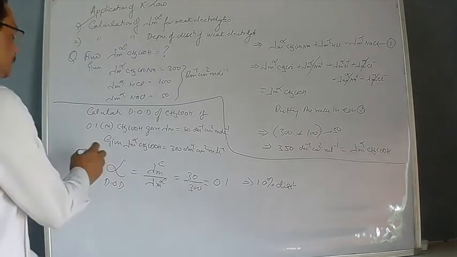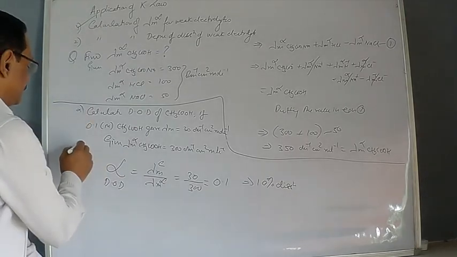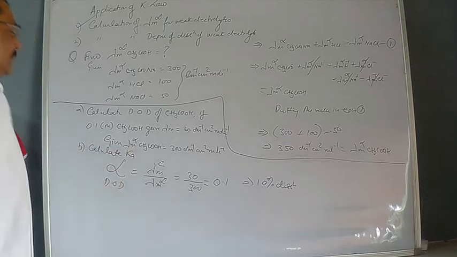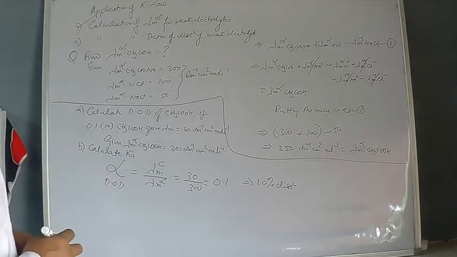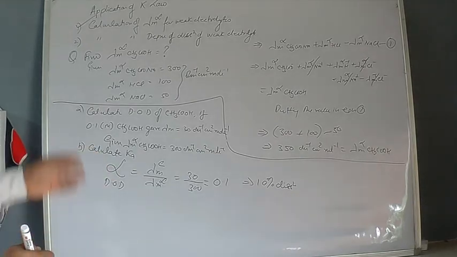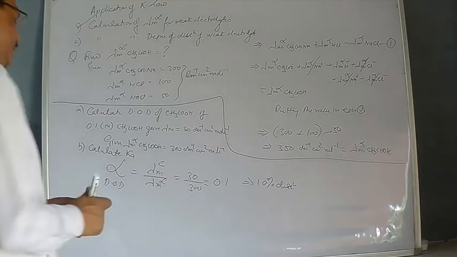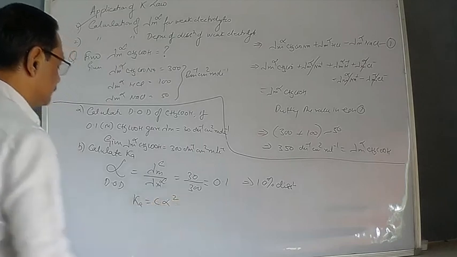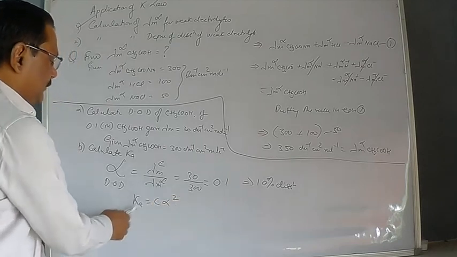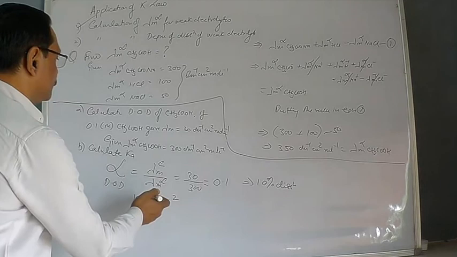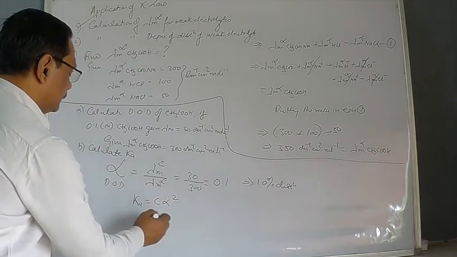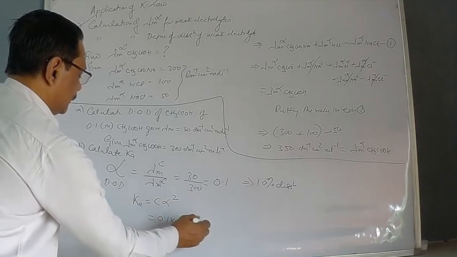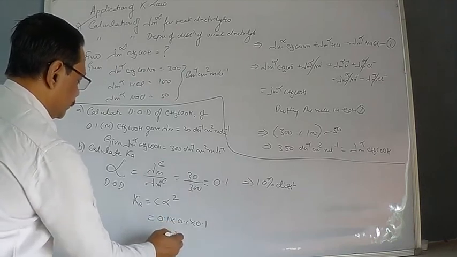One thing more, that was the first part. Second part, calculate Ka. Class, this Ka came in the solution chapter also, and it comes from Ostwald dilution law, class 11. What is the formula? Ka equals C alpha square, the dissociation constant of a weak acid. Concentration is 0.1, multiplied by alpha square, 0.1 into 0.1. So this gives you 10 to the power minus 3.